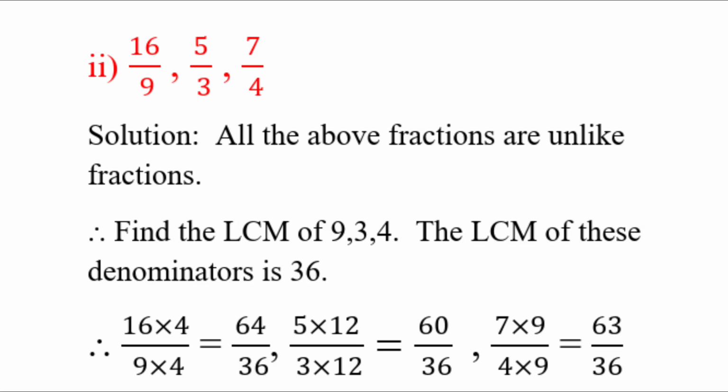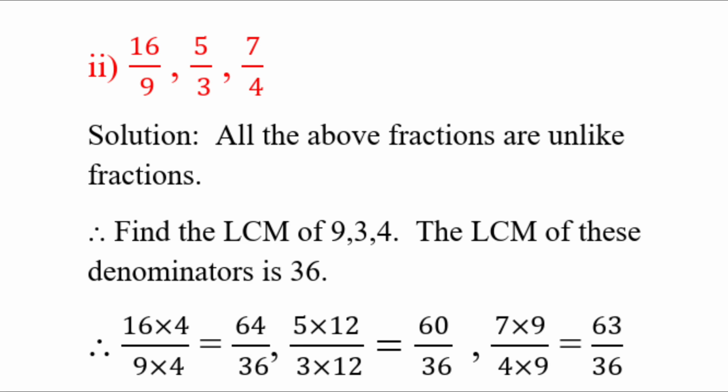Second example: 16 by 9, 5 by 3, 7 by 4. All these three are unlike fractions. Here also we have to find the LCM of the denominators 9, 3 and 4. In the 9s table, 3s table and 4s table, we can easily get 36. So we will make the denominator of all these three 36. The LCM of 9, 3 and 4 is also 36.